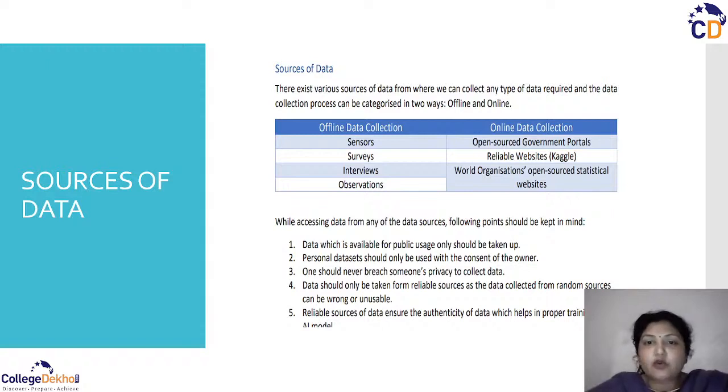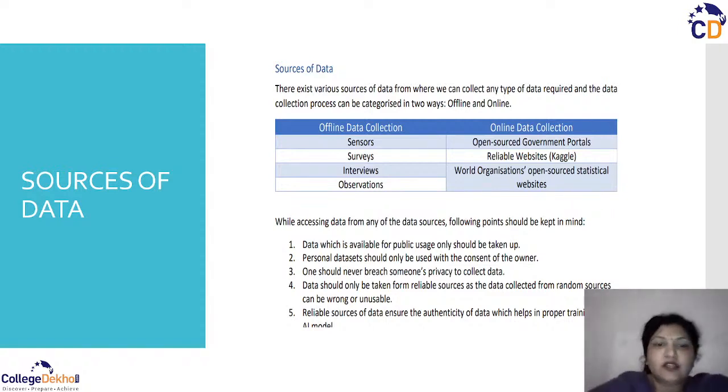Whenever you access data from any of these sources, keep the following points in mind. What are the important points when you are downloading a data set? Data which is available for public usage should only be taken. It should be public; you should not be downloading data sets of users' passwords. The data which is actually public, you may download. Personal data sets should only be used with the consent of the owner. Yes, this is very, very important.